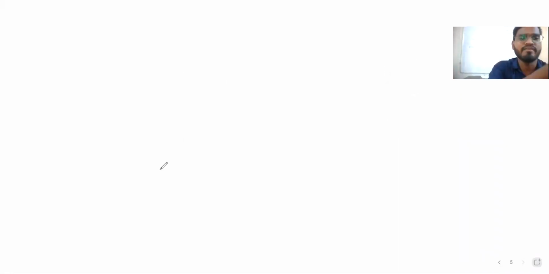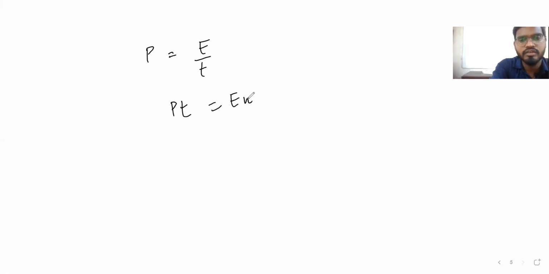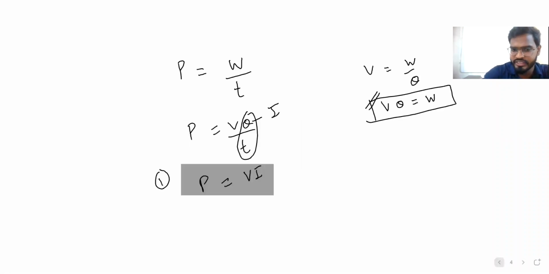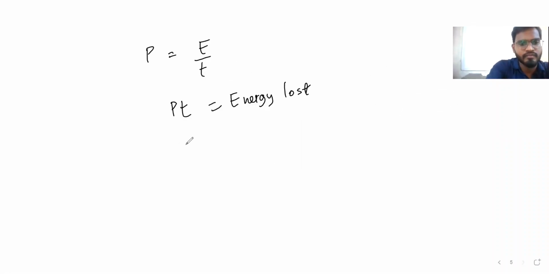Power is equal to energy by time. We want to find the heat lost, the energy lost. So we can say power into time is the energy lost. Power we learned just now is V into I. So we got one formula: energy lost is VIT.